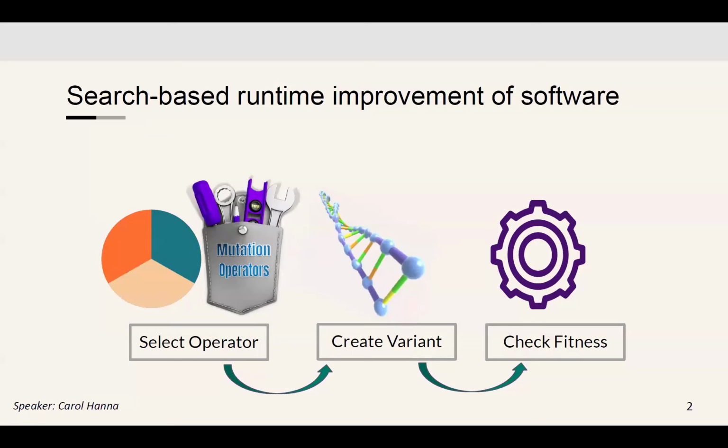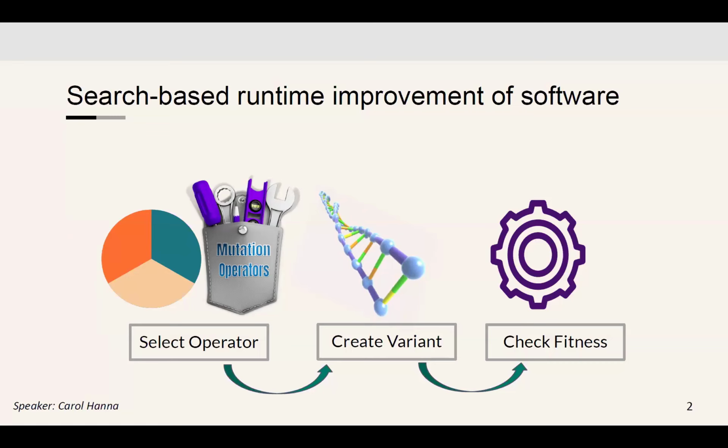So, background on search-based runtime improvement of software. We select a mutation operator with a fixed probability. For example, on the slide with 3 mutations, you'd have a third probability. Important to note that there's no limit on the number of mutation operators. It's just the idea it would be uniform. So if you have 5, it'll be a fifth each.